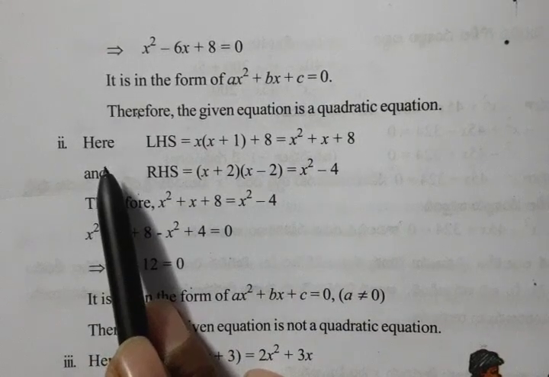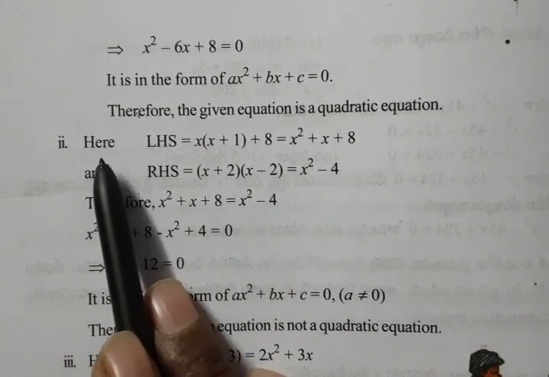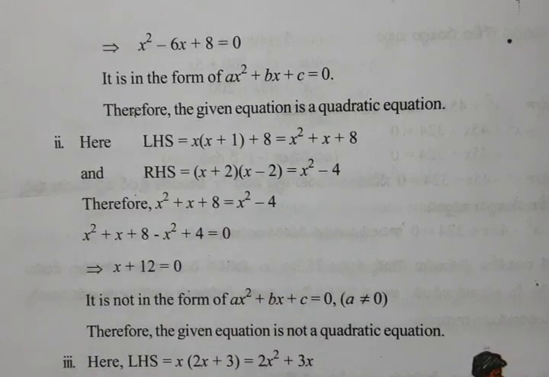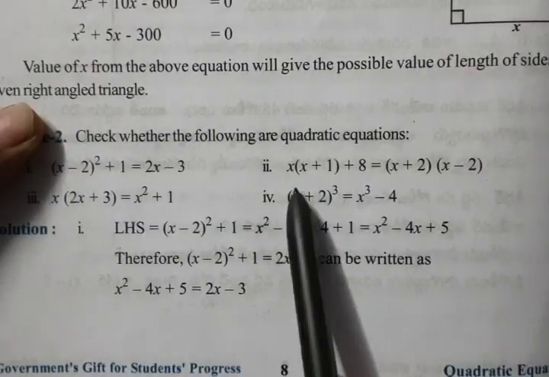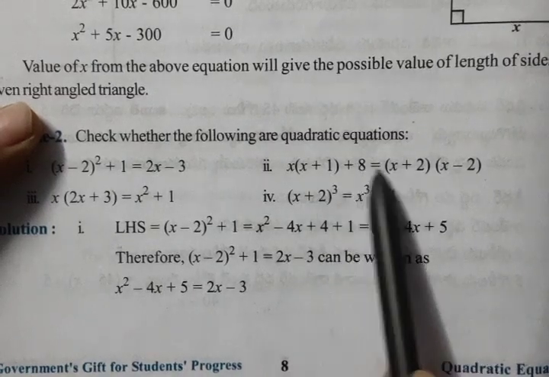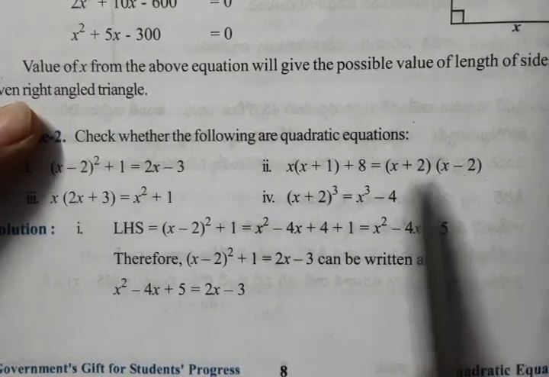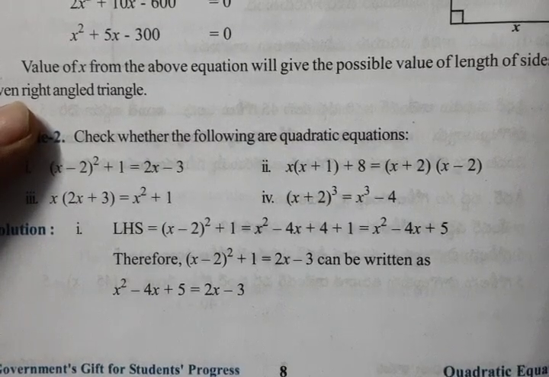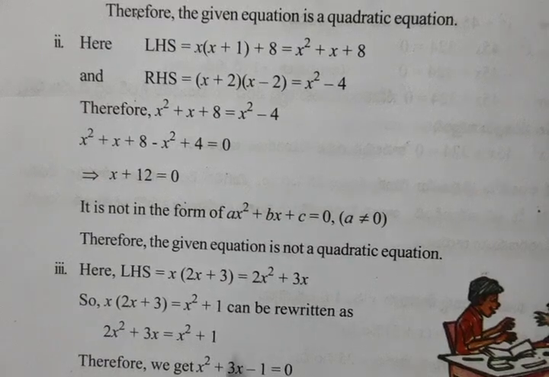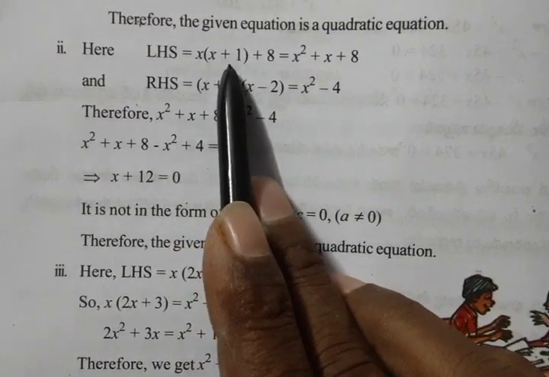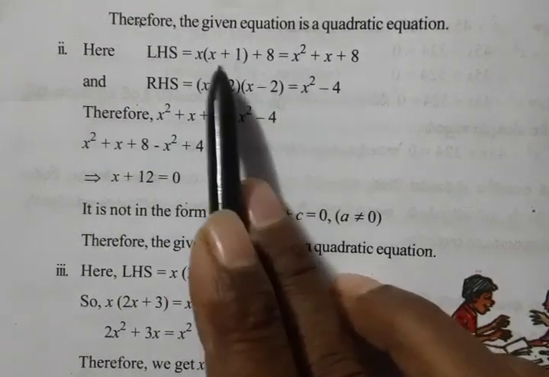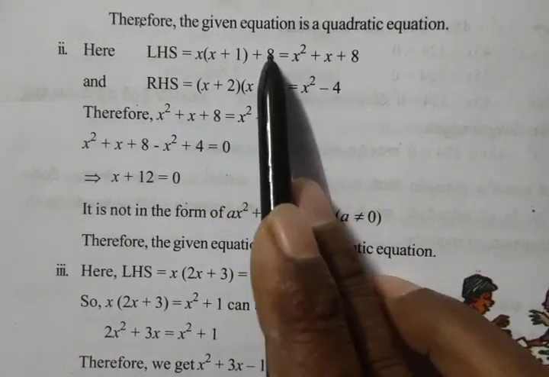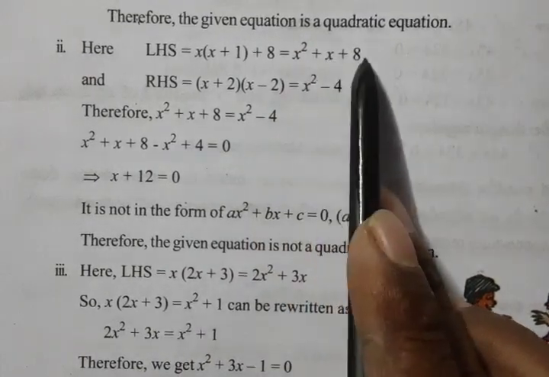Now, take another example, another question. The second one: x into x plus 1 plus 8 equal to x plus 2 into x minus 2. The left hand side is x into x plus 1 plus 8. Multiply x with x square, x into 1, x, and plus 8 is there. x square plus x plus 8.